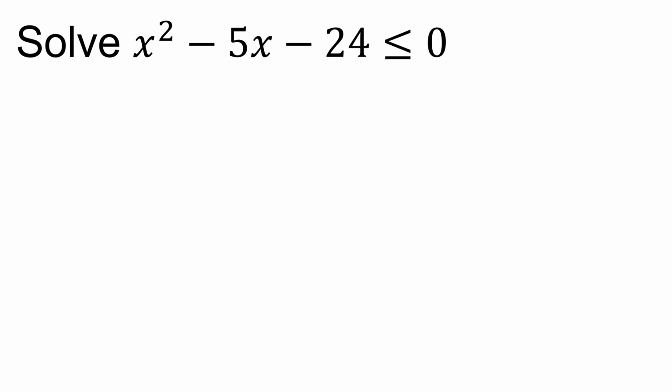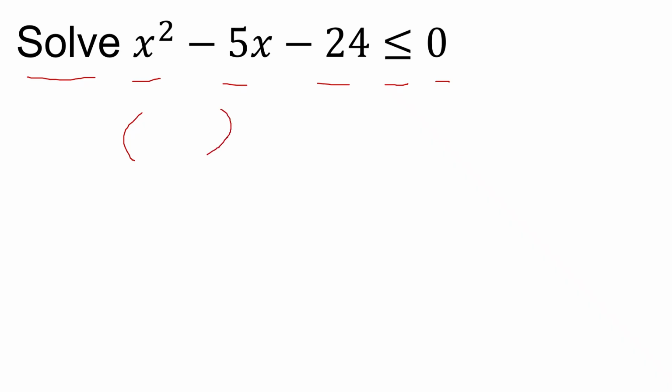In this question, we're looking at a grade 9 higher tier quadratic inequalities question. We have to solve x squared minus 5x minus 24 is less than or equal to 0. So, first step here is obviously to factorize, so solve it by factorizing.